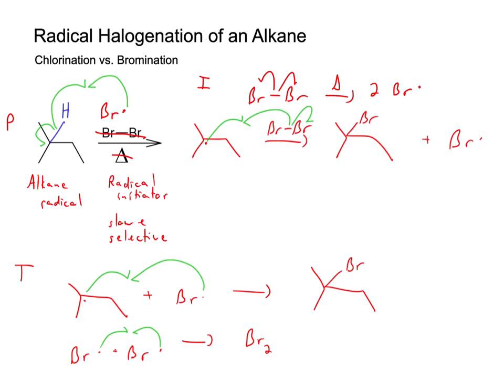So in summary, when we are comparing radical halogenation of an alkane with chlorine versus bromine, the bromine once again is going to be slow and selective, so we're only going to get a smaller number of products by only abstracting hydrogens from the most stable positions, whereas in chlorination, we'll get a bunch of different products.